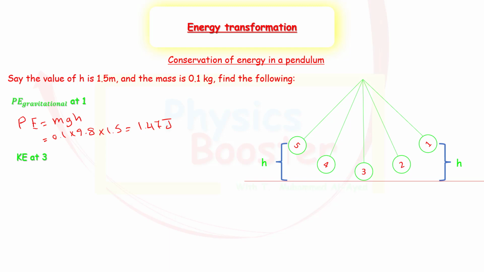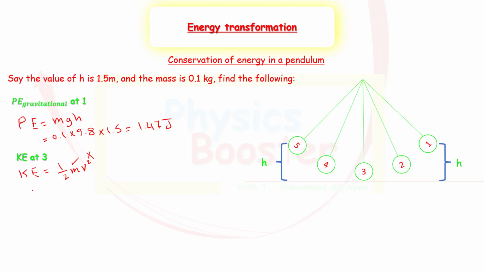Pretty straightforward. Now it's asking me to calculate the kinetic energy at 3. Well, this is kind of difficult because I do not have any velocity. You will start thinking like this. You're going to say that the kinetic energy is equal to half mv squared, but I don't have the velocity. Yes, I have the mass, but I do not have the velocity. So this equation will not help me.